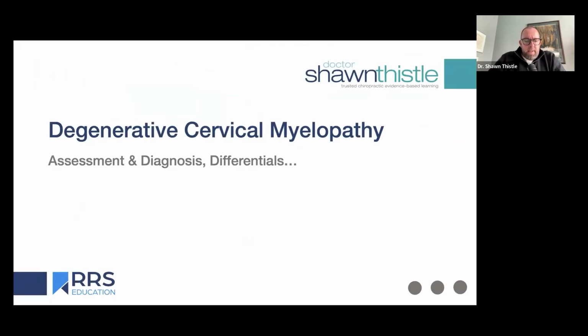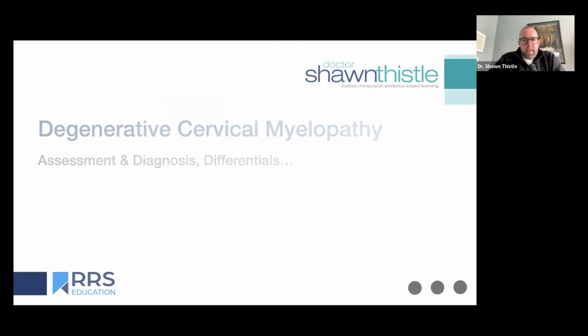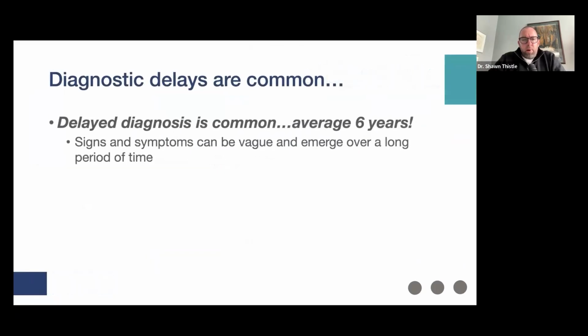From an assessment, diagnosis, and differential diagnosis perspective, one of the problems that we have with DCM is that diagnostic delays are very common. The literature bounces around in terms of numbers. So for my survey of the epidemiology papers and the scoping reviews and that sort of thing on this condition, it averages out to about 6 years. And the problem with that is it, of course, delays proper management. And proper management for a lot of these patients, unfortunately, is surgical to stabilize the area and release pressure on the spinal cord or the nerve roots or what have you.